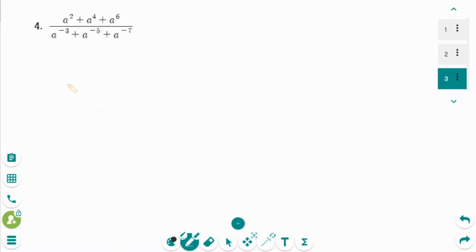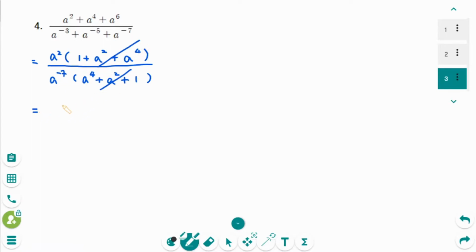Number 4, take out the greatest common factor of the numerator, which is a squared. So a squared times 1 plus a squared plus a to the power of 4, over the denominator, which is a to the power of minus 7. Then a to the power of 4 plus a squared plus 1, then cancel out the common factor. So a squared over a to the power of minus 7, then a to the power of 2 minus 7, then a to the power of, make it positive, 9.